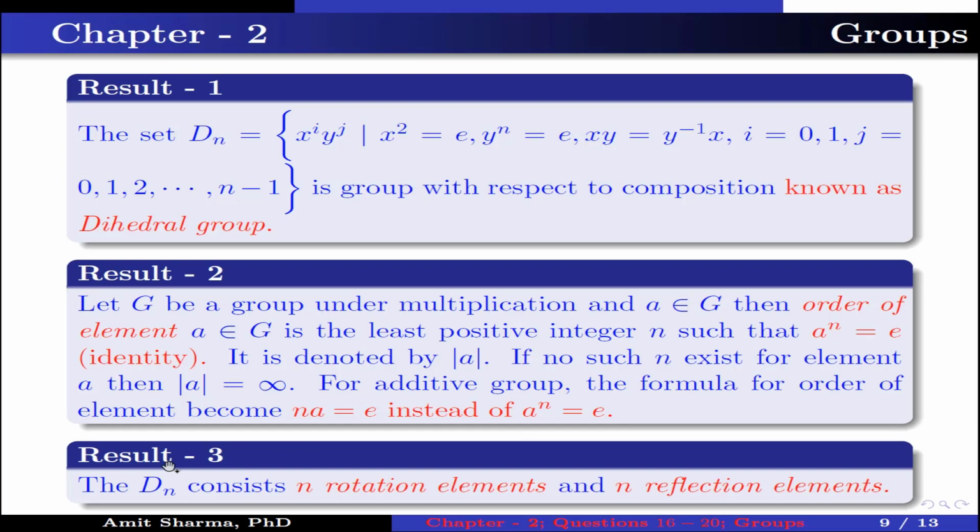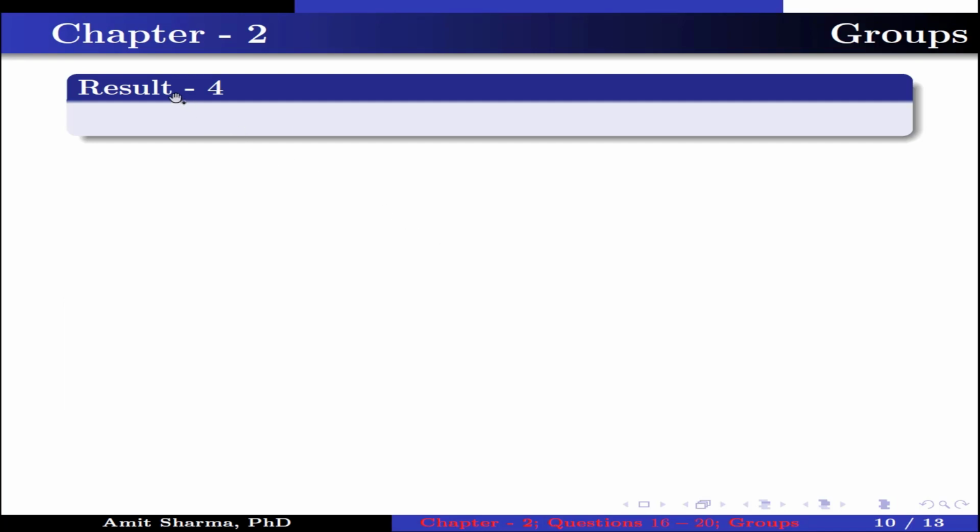Result number 3. The group Dn consists of n rotation elements and n reflection elements. Result number 4. In group Dn, the order of each reflection element is 2.